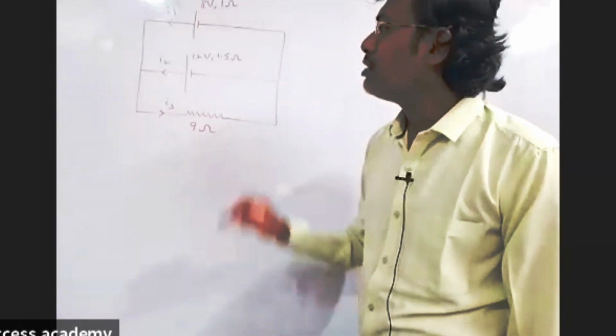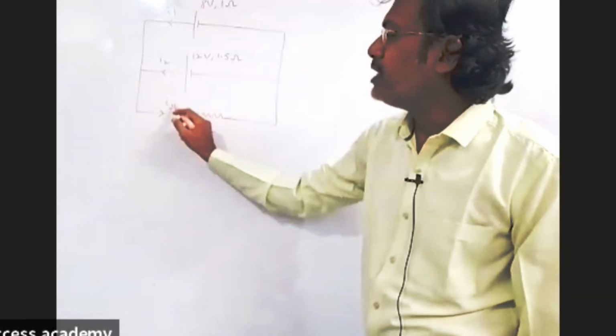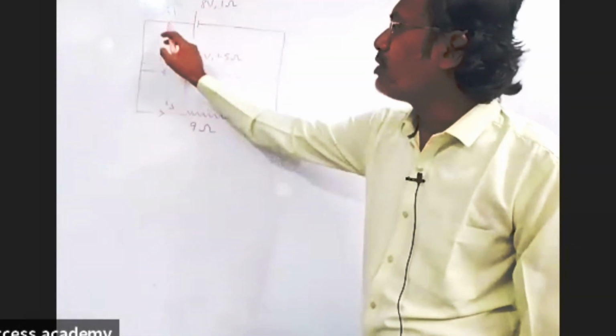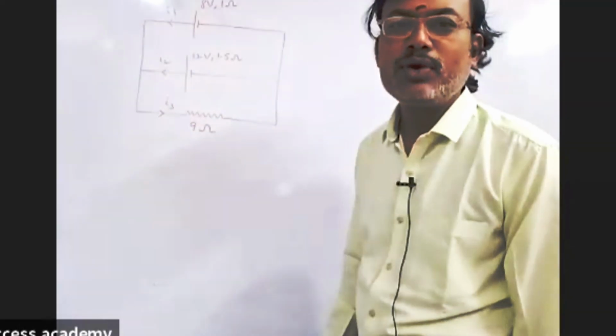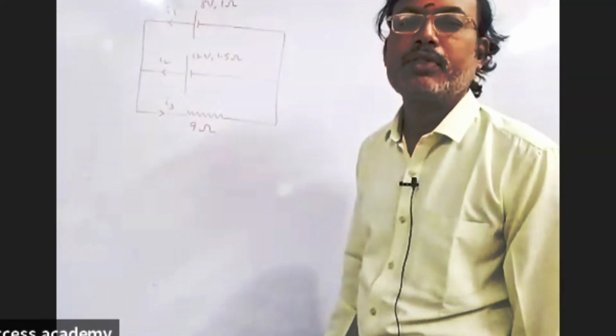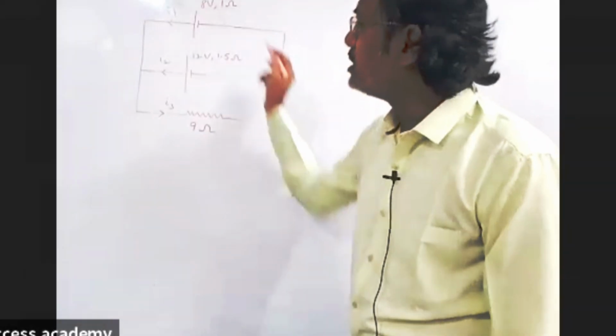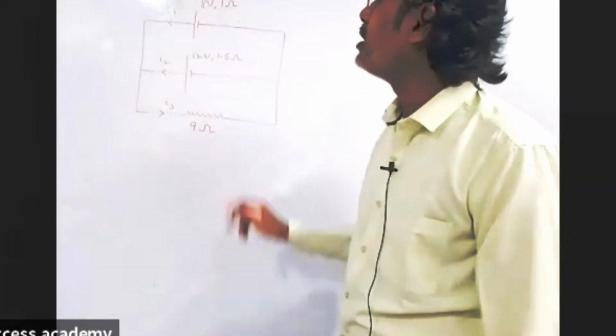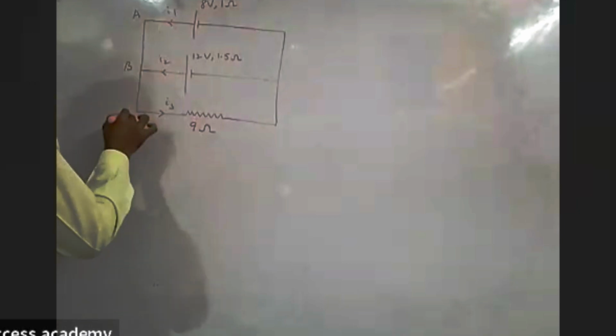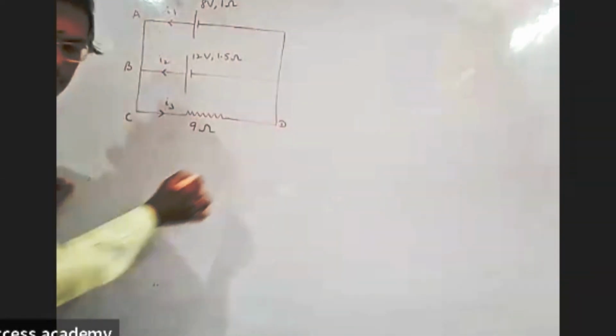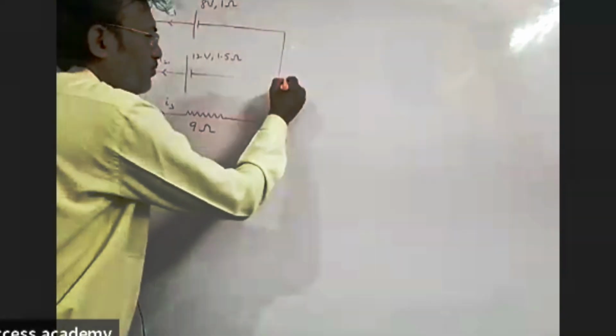So instead of calculating I3 in the circuit, if I want to calculate I1 and I2, how come we calculate I1 and I2 separately by using the Kirchoff's laws? For that, here I consider this circuit diagram, and I'm naming this circuit diagram by labeling like A, B, C, D, E, and F.